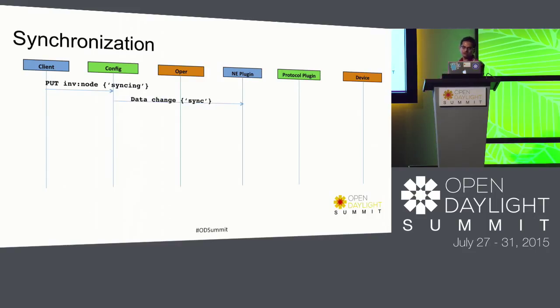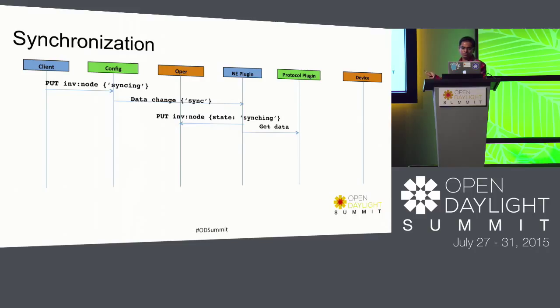Then a data change notification gets to the plugin. The plugin says, I'm syncing, I'm going to the synchronization state. Remember, for every device, we are keeping track of the current state of the device. It's synchronizing, identified, identification failed, discovered, unmanaged, deleted. We're keeping track of all the states. So that's what it's doing. State is synchronizing right now.